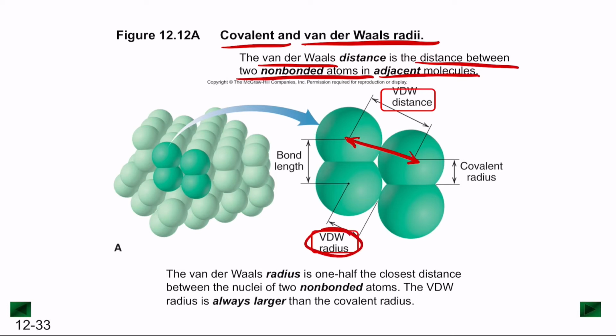Now remember the difference between covalent and van der Waals radii. Covalent radius is the radius inside the molecule. Van der Waals radius is the radius between molecules. So between two separate molecules, the covalent radius is half of the distance within the molecule itself. Intramolecular distance and intermolecular distance.